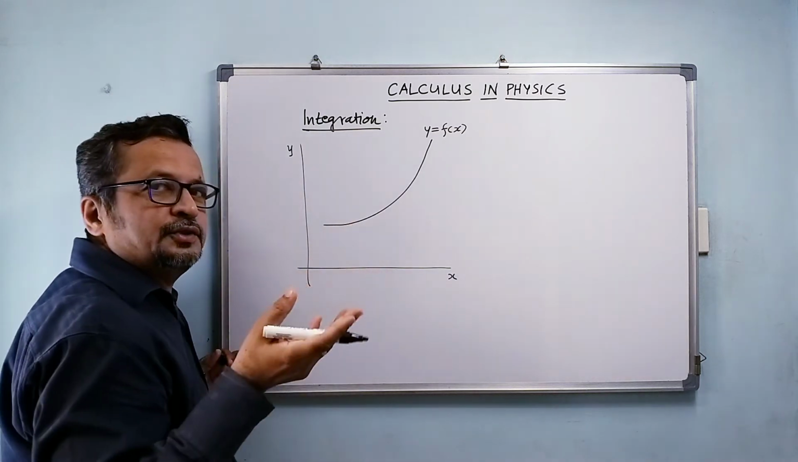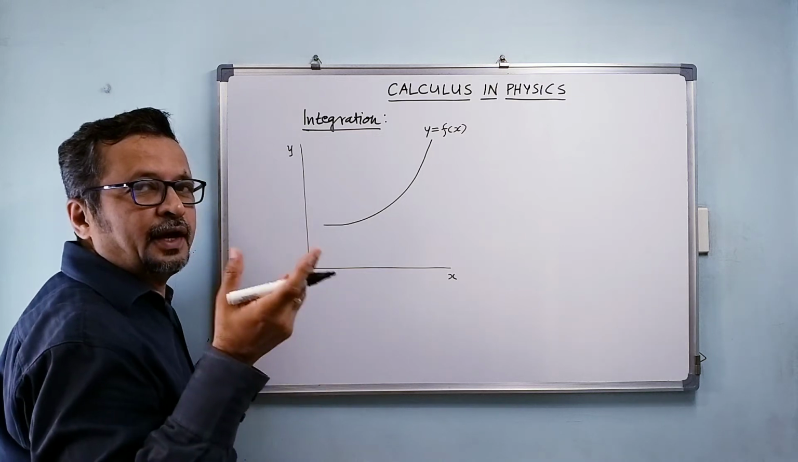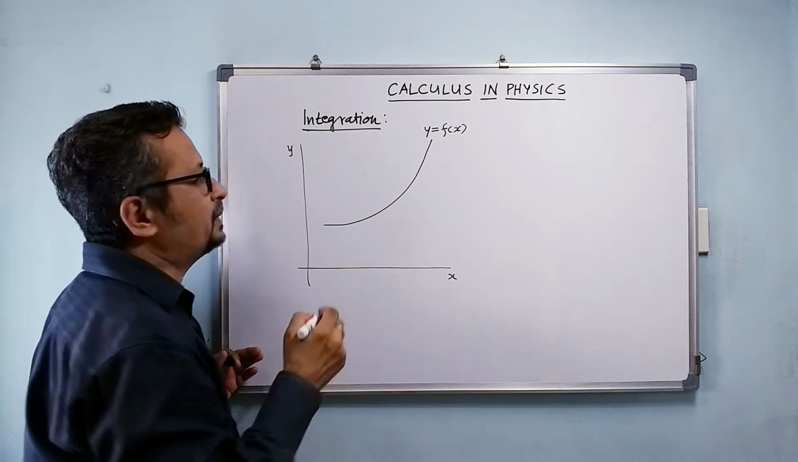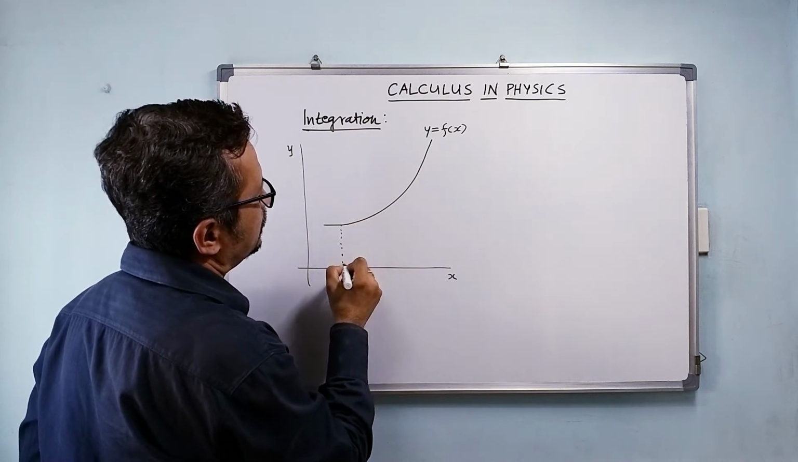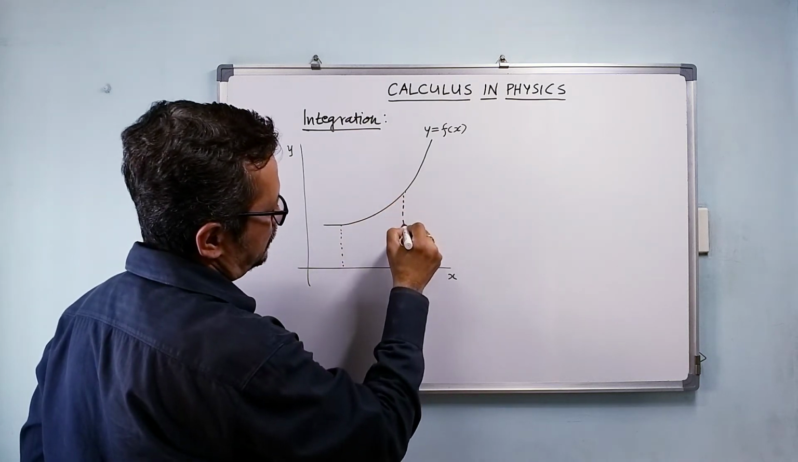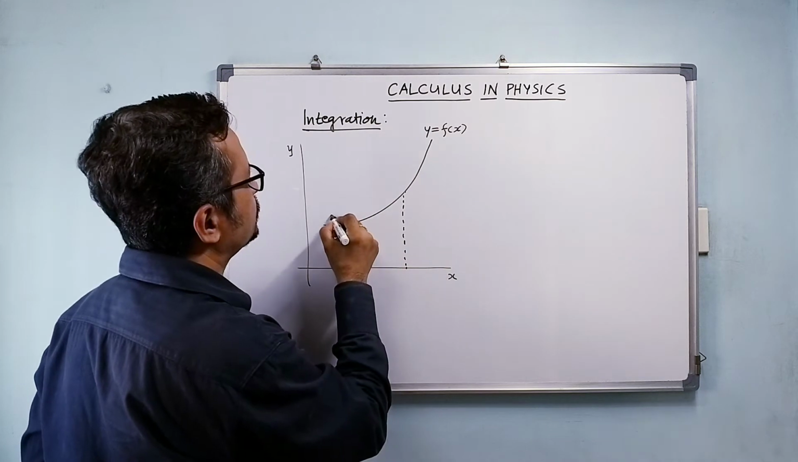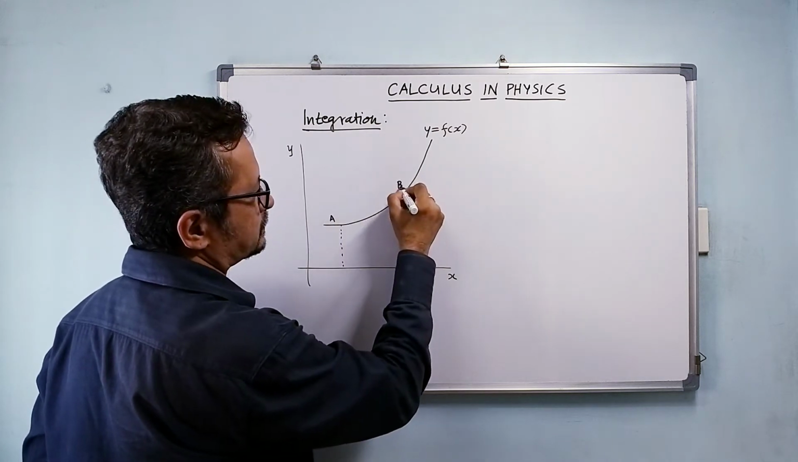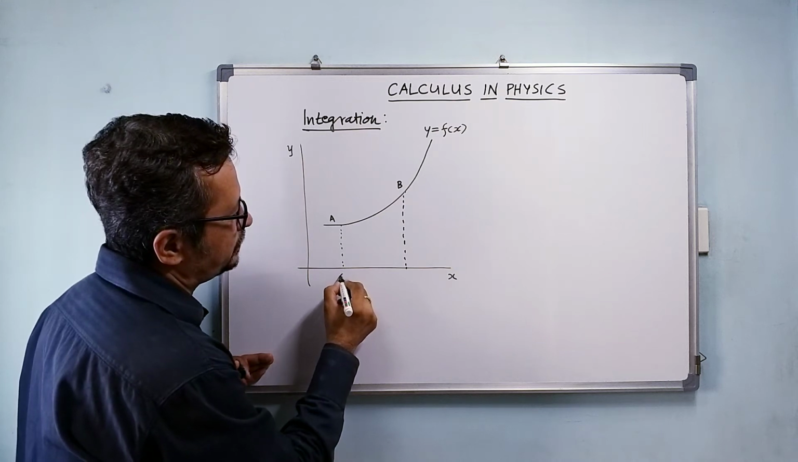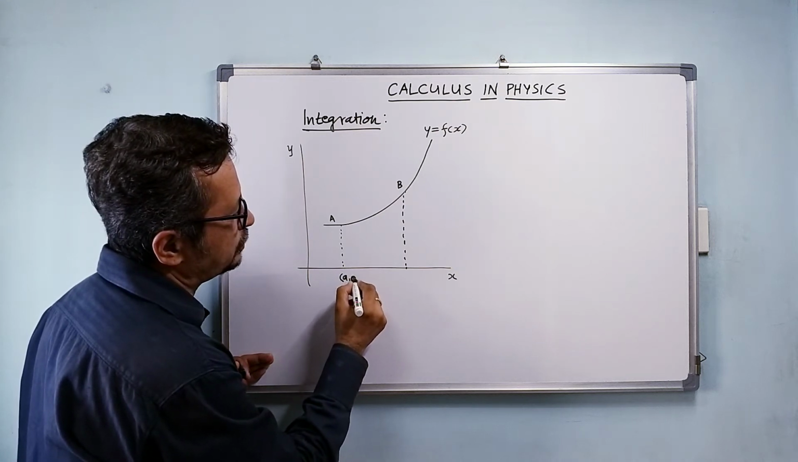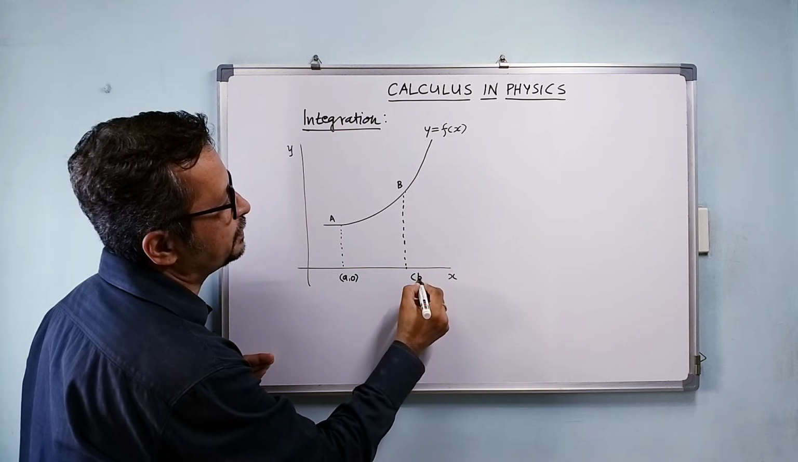But then I should have some limits, right? I must specify under what limits. So area under the curve, maybe between these 2 points A and B. This point is, let us say, a comma 0, and this point is b comma 0.